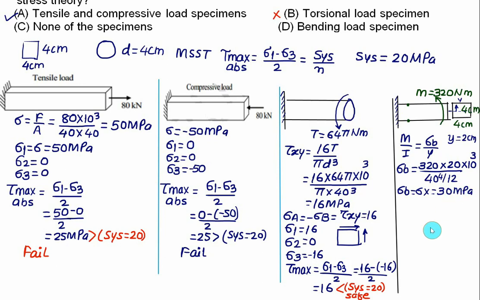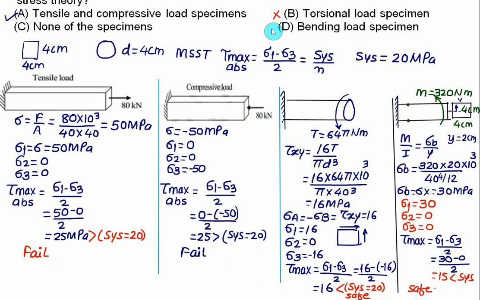So this value we assign to sigma 1, and we have sigma 1 equal to 30 megapascal. Sigma 2 will be equal to 0 because it's a case of pure bending, and sigma 3 will be equal to 0. So the tau max in this case will be sigma 1 minus sigma 3 divided by 2, which is equal to 30 minus 0 divided by 2. So in this case we are getting tau max equal to 15, which is less than SYS. So this part is safe. So it does not fail due to bending also.